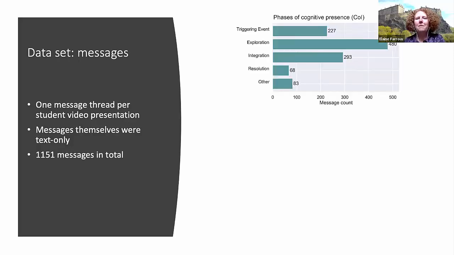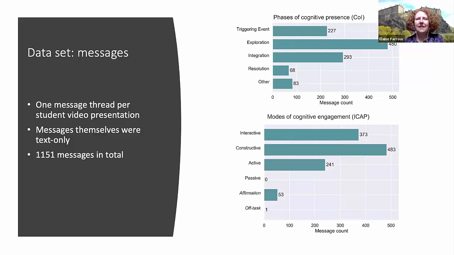The distribution of the messages across the phases of cognitive presence is as shown in the chart at the top there. So you can see that most of the messages were exploration and relatively few got as far as resolution. And this is not unusual. This is what we might expect.